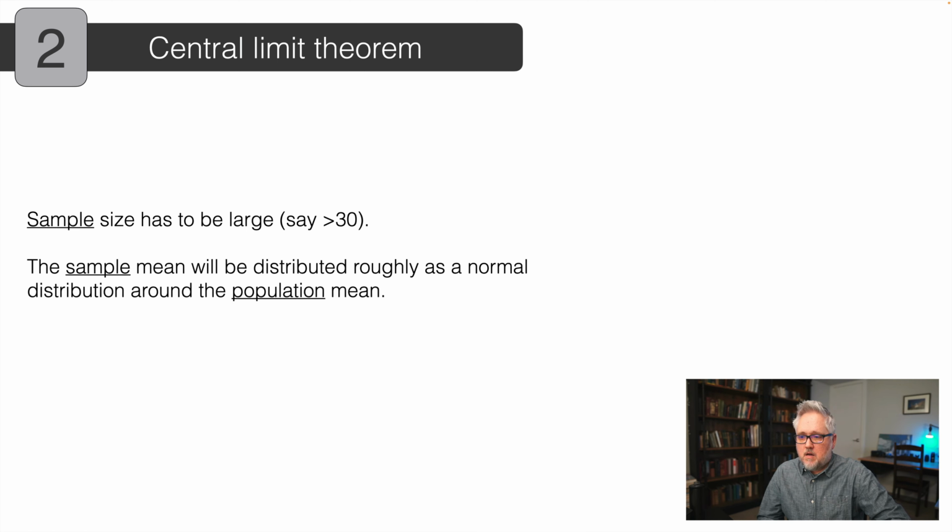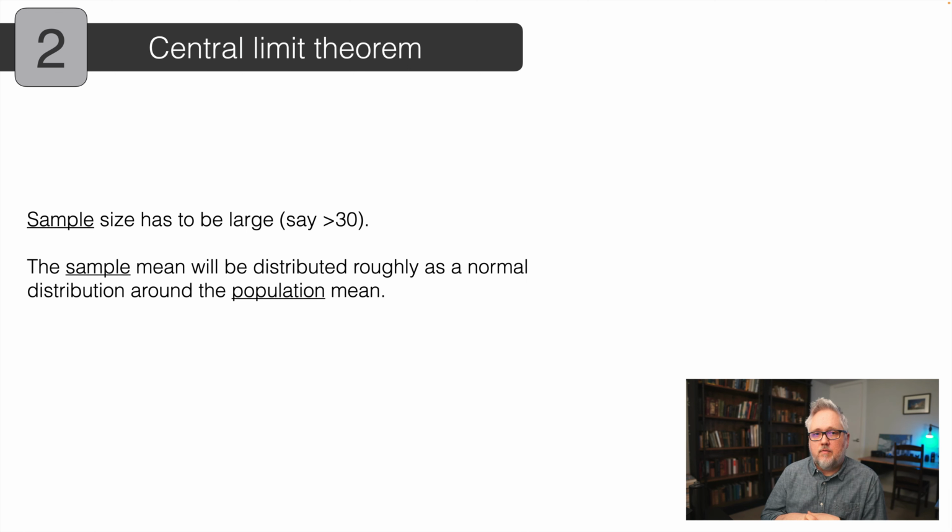That the sample mean will be distributed roughly as a normal distribution around the population mean. So if you flip a coin 50 times, the sample mean will be distributed normally. So if you flip a coin 50 times, a whole bunch of times, the sample mean for those coin flips will be represented by a normal distribution, which you talked about in a previous week, around the population mean.